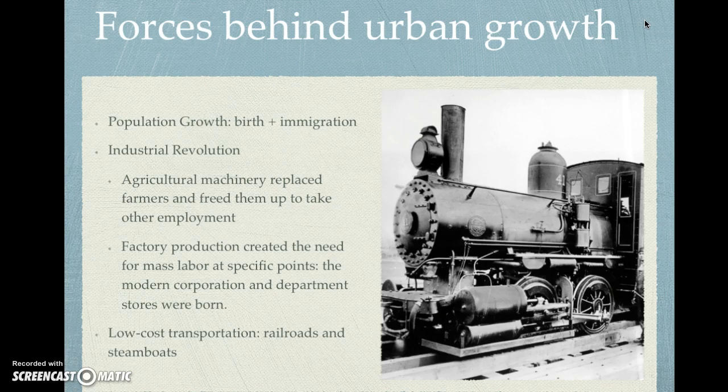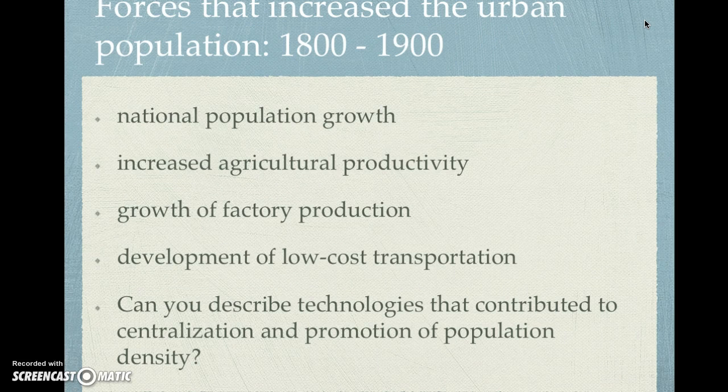These are all things that came out of the Industrial Revolution. And then in addition, another force behind urban growth is transportation. You're going to see transportation come up a lot. So low-cost transportation was another force behind urban growth. I mean, railroads and steamboats, these were relatively inexpensive ways to get around. Okay, so some more forces that increased the population. This is really just a recap of what we already mentioned, that you had national population growth. The population of the entire country was exploding.